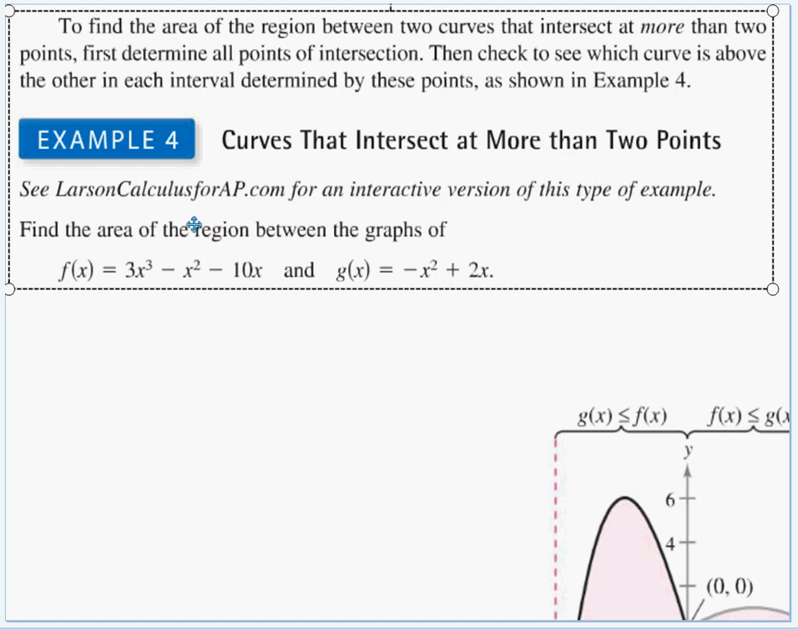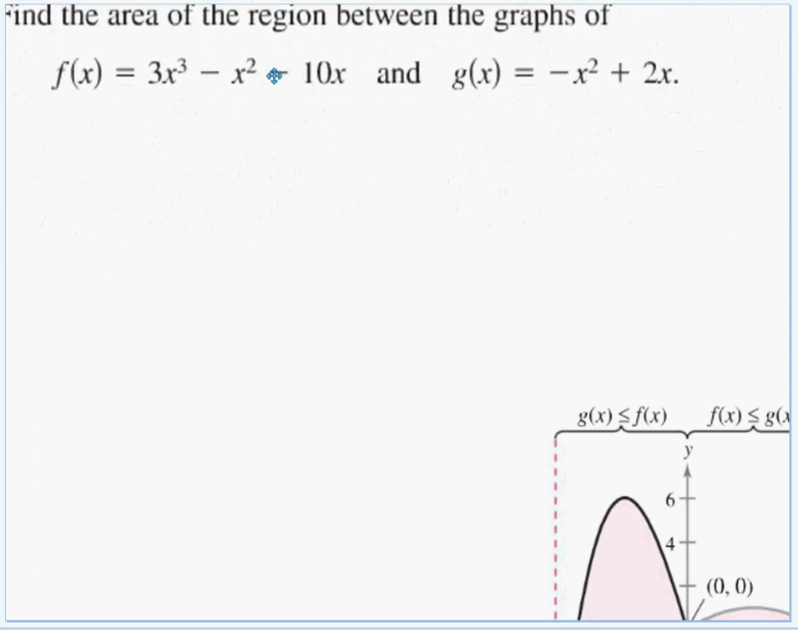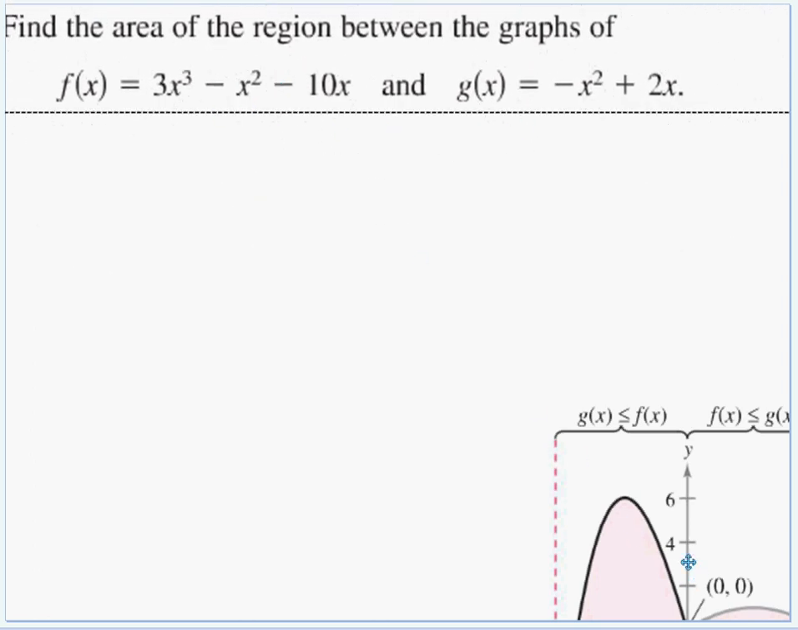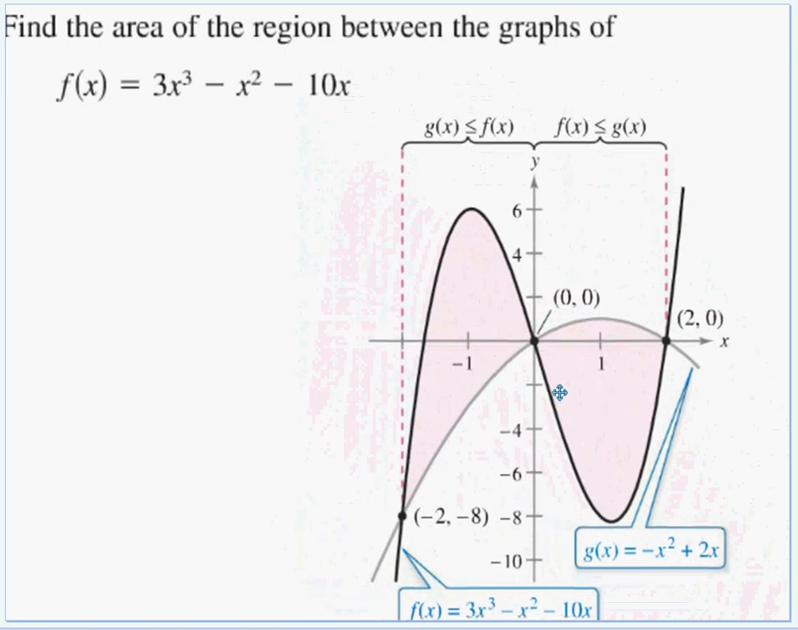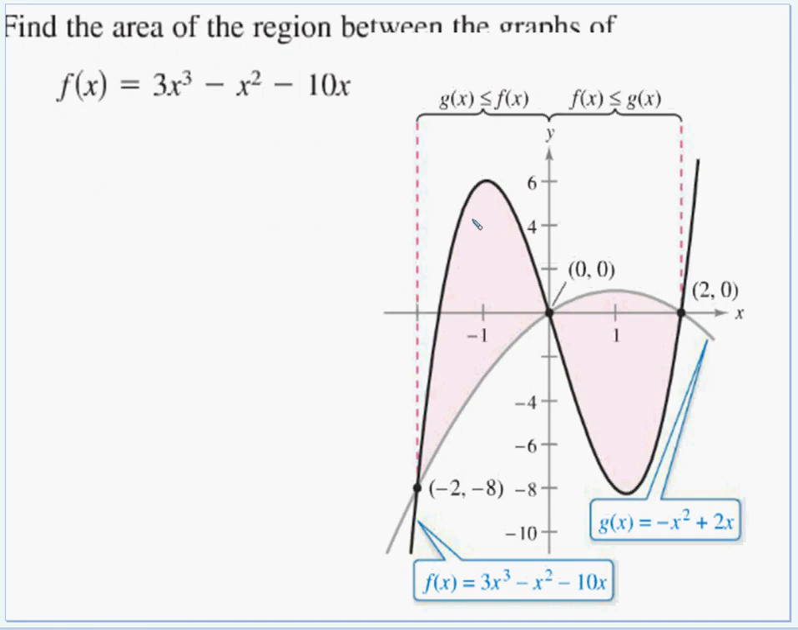So in this case, we want to find the area of the region between these 2 graphs. Now, even if we never see the graphs, we can investigate and find all intersecting points. If you did graph it, here's what it's going to look like. Now, notice I'm going to use red ink here on the left.